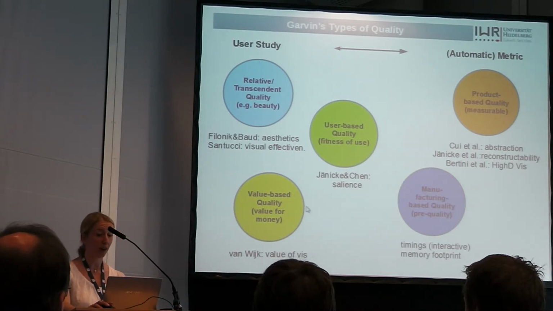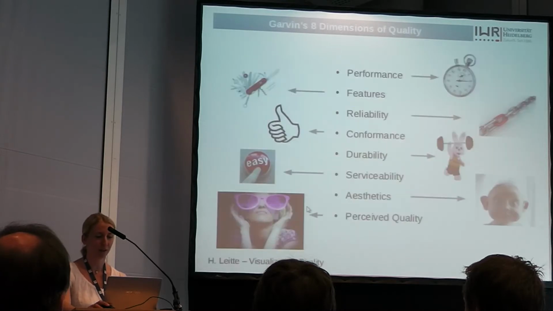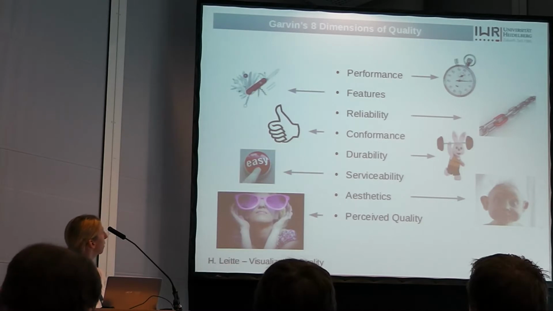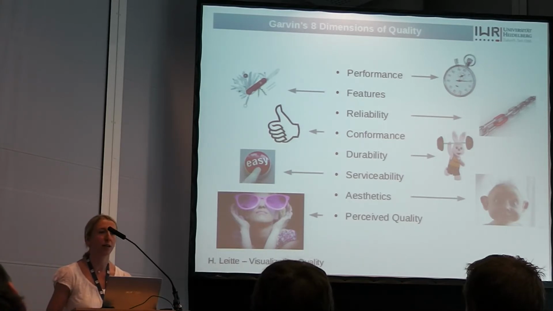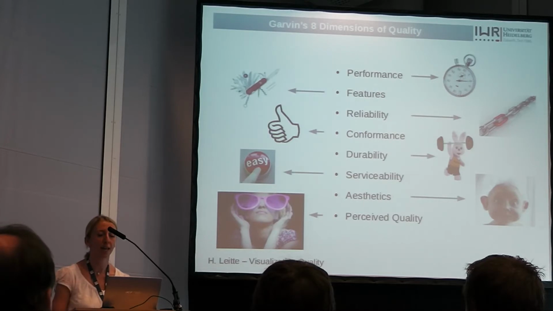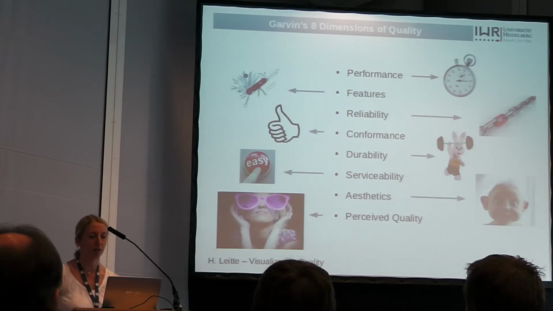So David Garvin again, he also had the nice notion of 8 dimensions of quality, which I think is very good. What he mentions is performance, features, reliability, conformance, durability, serviceability, aesthetics, and perceived quality. And although these were designed for economic goods, I think they fit very well also for software, for visualization approaches. So for performance, we can easily measure how long the algorithm takes, how much memory it takes to run the method.